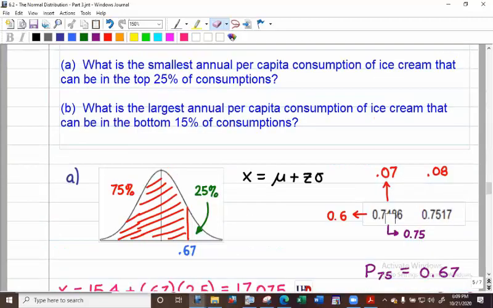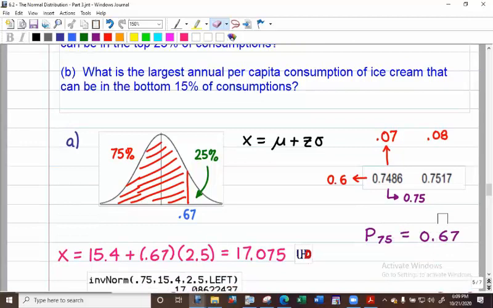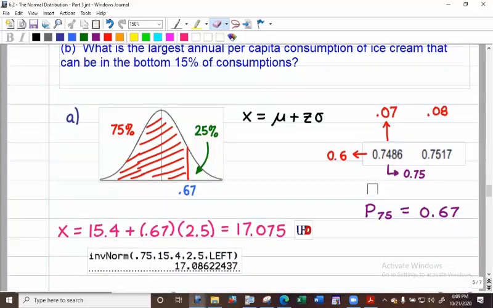0.75 is closer to .7486 than it is to .7517. And so the z value rounded to 2 decimal places would be 0.67. So you plug in, here's the mean, 15.4. There's the z value of 0.67. The standard deviation is 2.5. So we have 17.075.